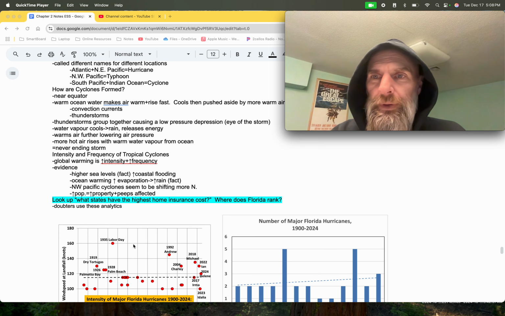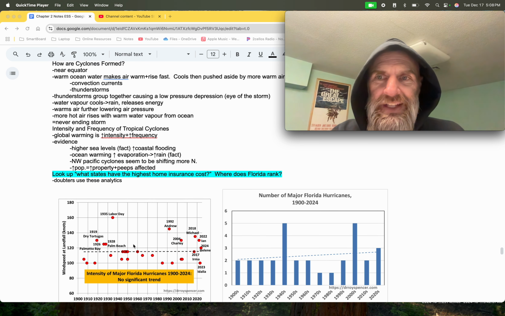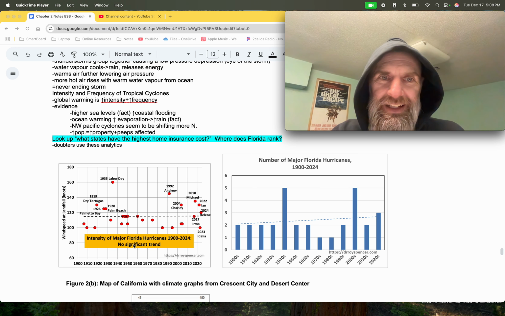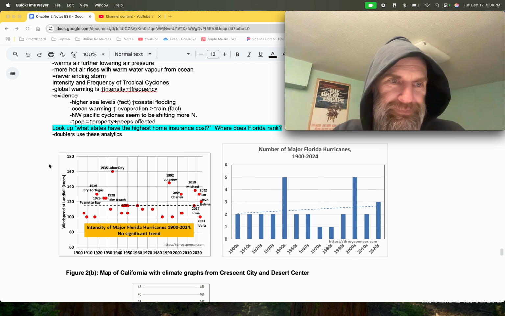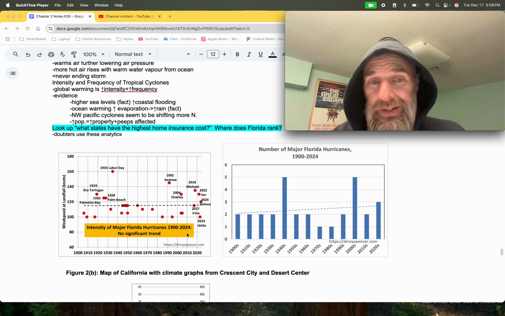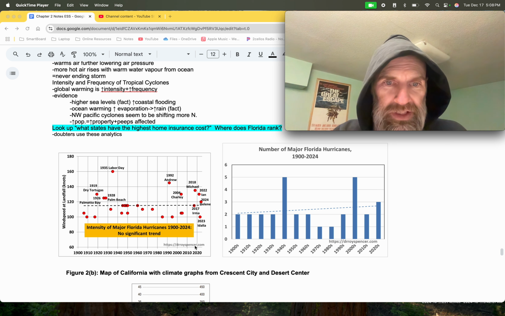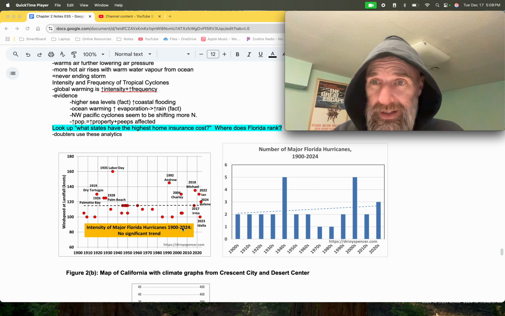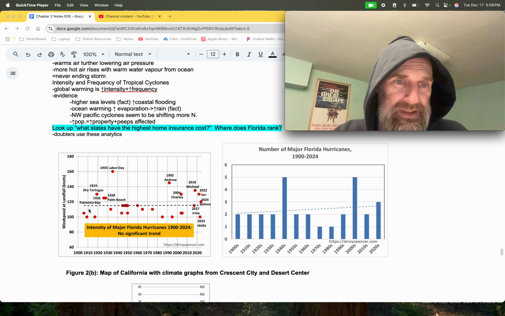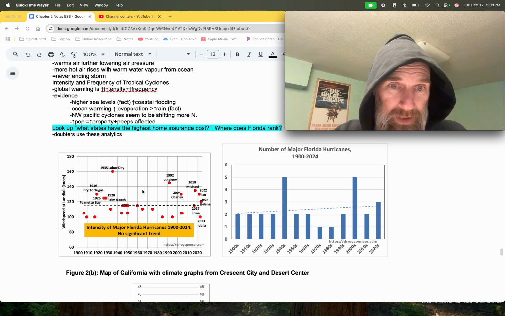Here's some evidence for you from the doubters about the increasing intensity and the increasing frequency. So, right here is the intensity of major hurricanes from 1900 to 2024. This is off of drroyspencer.com, just using his stuff. Just looking at this, wind speeds. So we've got 1, 2, 3, 4, and the worst one was Labor Day, and that was all really before 1960. So, 1900 to 1960, that's 60 years.